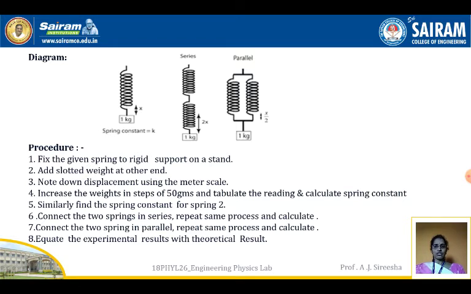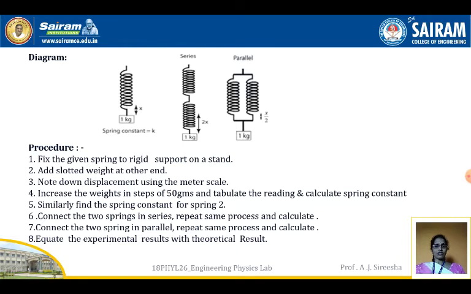Now what is the procedure? Fix the given spring to a rigid support on a stand. Add slotted weight at the other end. Note down the displacement using the meter scale. Increase the weights in steps of 50 grams and tabulate the readings to calculate the spring constant.